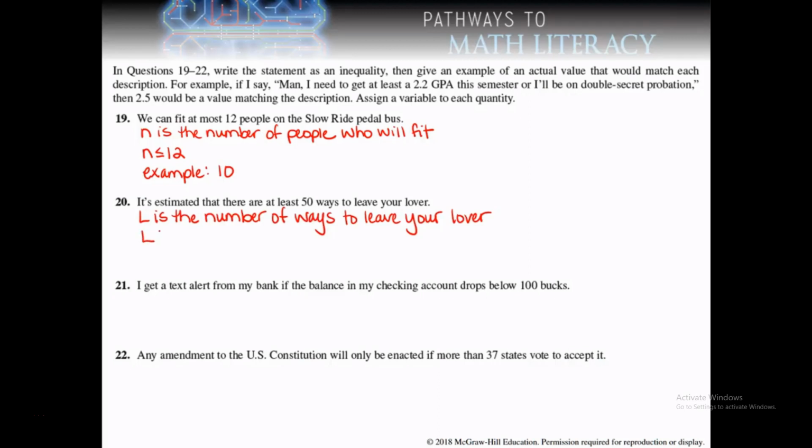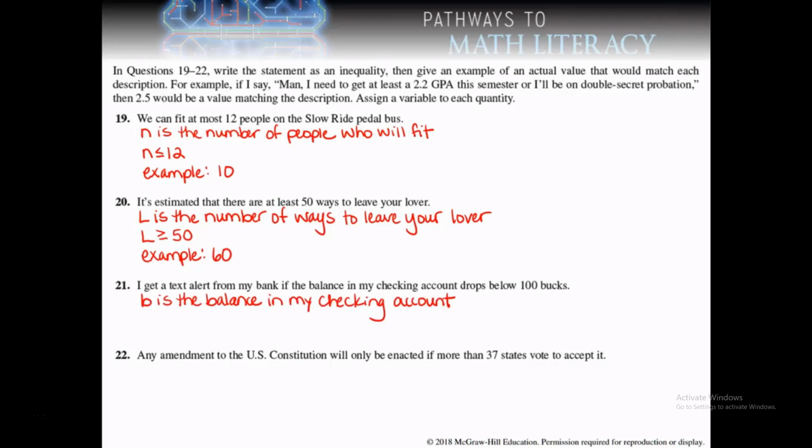In 21, I get a text alert from my bank if the balance in my checking account drops below $100. So let's let B be the balance in my checking account. And so they would notify me when B is less than 100. A sample value of a balance below 100 would be something like $75.